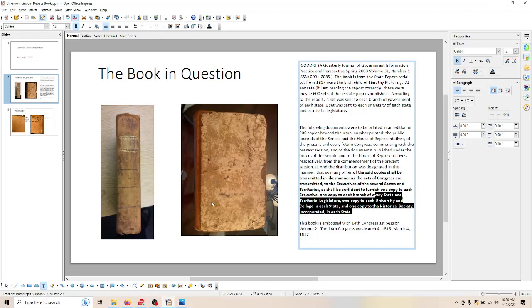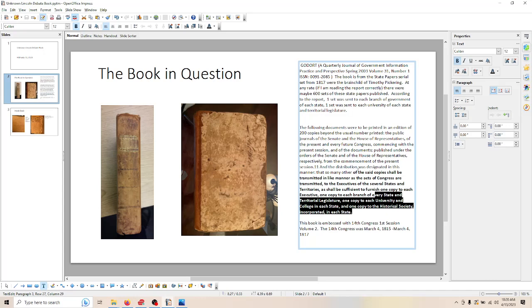This is the book that we're going to be discussing today. The book in question is a State Papers, according to Government Information Quarterly, a quarterly journal of government information, practices, and perspectives, spring 2003, volume 31, number 1, ISSN 00912085. This book is from the State Papers serial set from 1817, from Timothy Pickering.